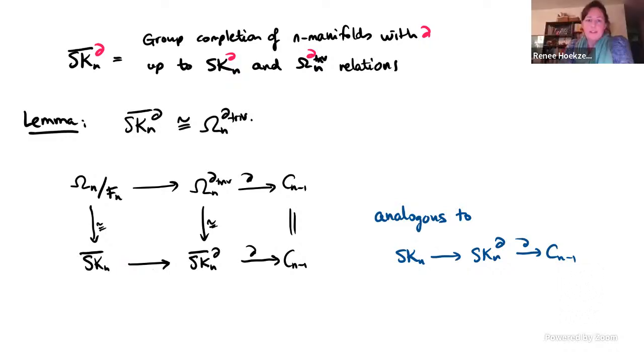Okay, so now we can define SK bar boundary to be the group completion of n-dimensional manifolds with boundary up to SK boundary and trivial boundary cobordism relations. And it turns out that taking the trivial boundary cobordism was already enough. So this is isomorphic. It doesn't matter if I then quotient that by my SK boundary relation. And we get a nice short exact sequence.